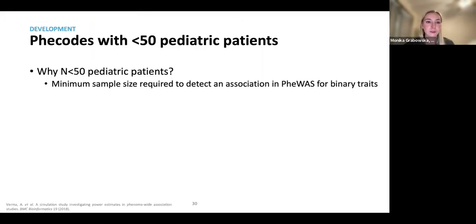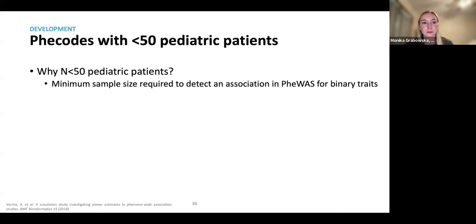And then just a few examples of phe codes that were removed and new phe codes that were created. When I mentioned the low pediatric count phe codes before, why did we use 50 as our threshold? This is just the minimum sample size that's been required to detect an association in PHOS for binary traits. So this was the minimal sample size we needed. And we figured that if there were less than 50 pediatric patients mapped to a phe code, it might not necessarily be important to the pediatric patients.